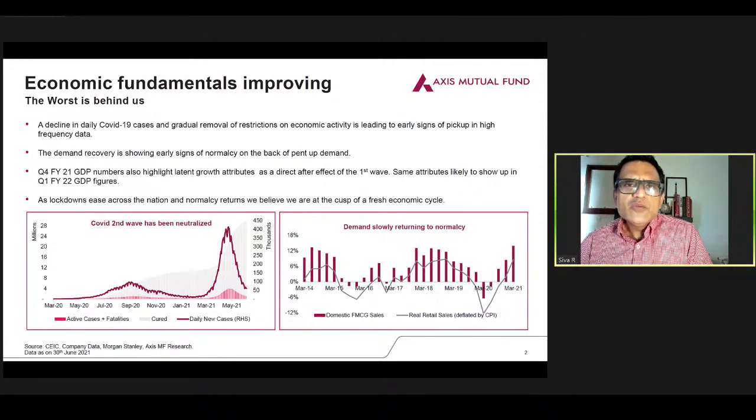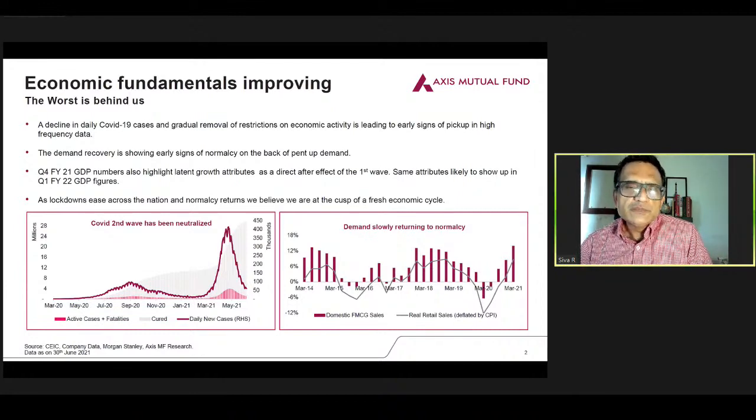The second wave of COVID has also been quantitatively and qualitatively very different from the first wave. The chart on the left shows the number of cases in a red line in the first wave and the second wave, and you can see that the second wave completely dwarfs the first wave. So quantitatively, it is much larger than the first wave of COVID in India.